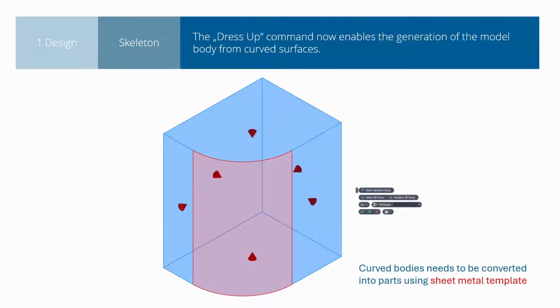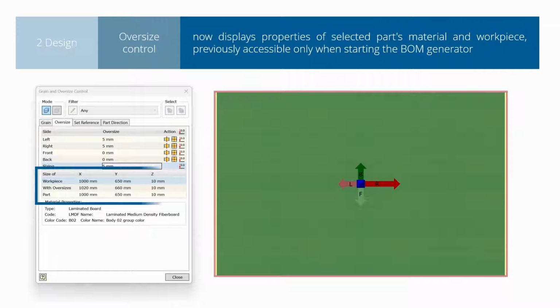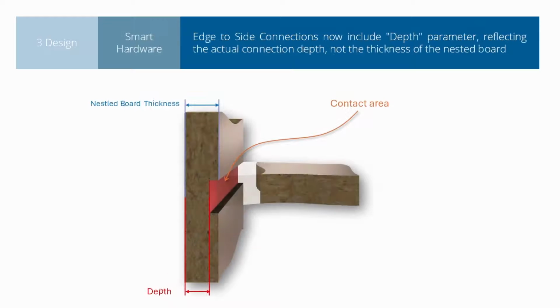Now let's take a look at the new features, starting with skeleton design. The Dress Up command now allows the creation of curved faces. The Oversize control window displays the size of the selected part, its workpiece, and the workpiece with oversize. Edge-to-edge connections have been enhanced with the addition of a depth parameter, which now accurately represents the connection's actual depth rather than simply the thickness of the nested board.